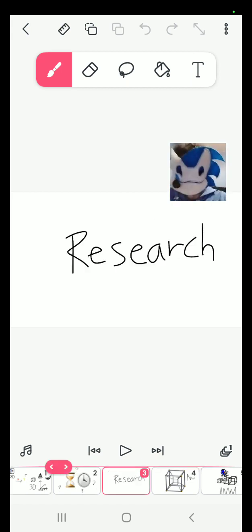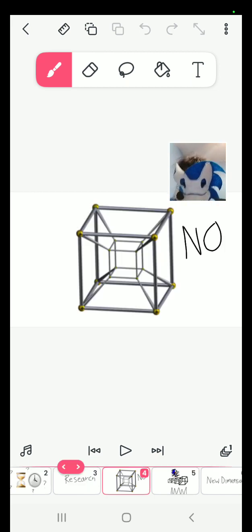So what is the fourth dimension? What really is it? Let me explain why I don't believe this is the fourth dimension. It's because it's using three-dimensional lines to depict a visualization of the fourth dimension.